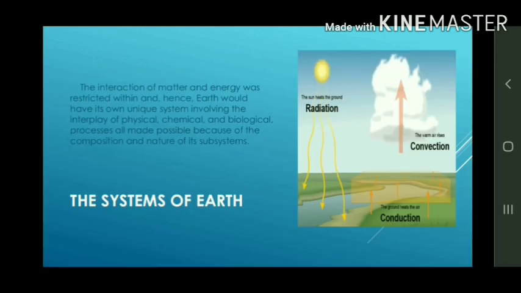The interaction of matter and energy was restricted within, and hence, Earth would have its own unique system, involving the interplay of physical, chemical, and biological processes, all made possible because of the composition and nature of its subsystems. So this explains that energy is transferred between the Earth's surface and the atmosphere in a variety of ways, including radiation, conduction, and convection.